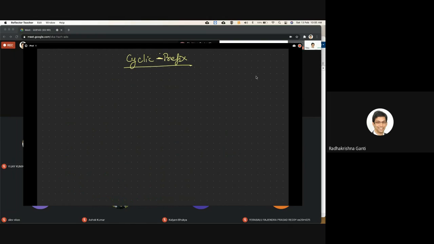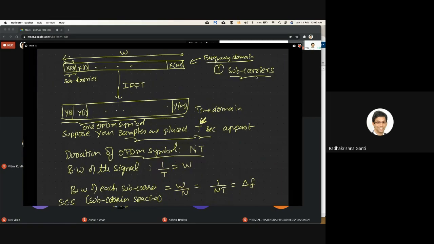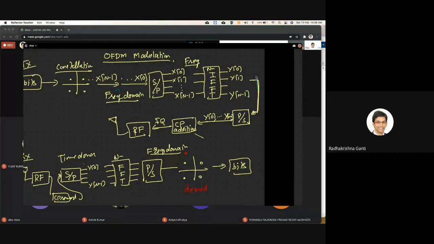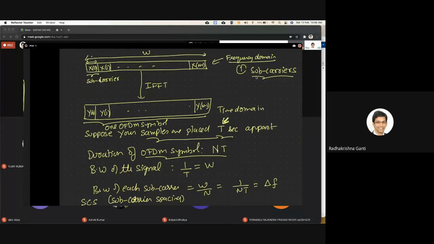Okay. So what exactly is cyclic prefix? Why do you require cyclic prefix? Remember, cyclic prefix is added in the time domain. If you go back to your system diagram, after the IFFT is when your cyclic prefix is added. You already have your time domain samples, and you are adding cyclic prefix. First, let's see what is cyclic prefix and why is it useful. That's what we're going to talk about now.